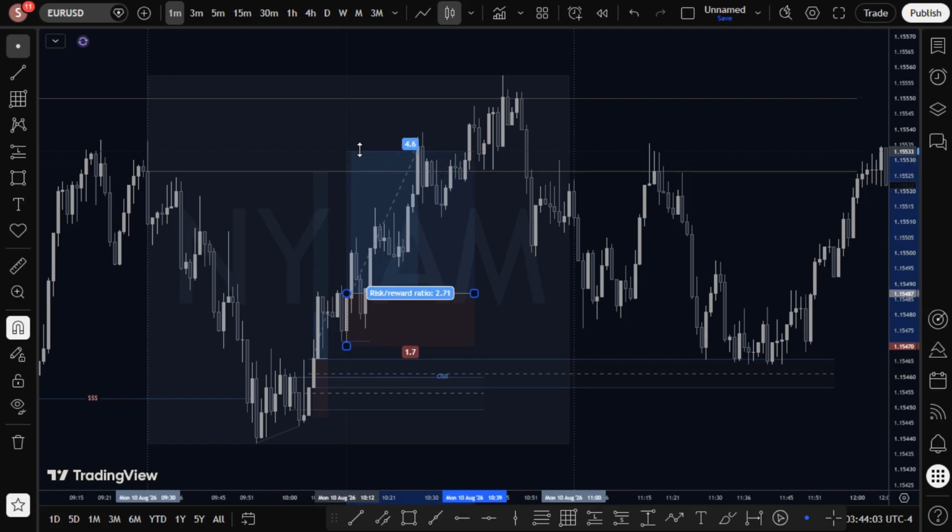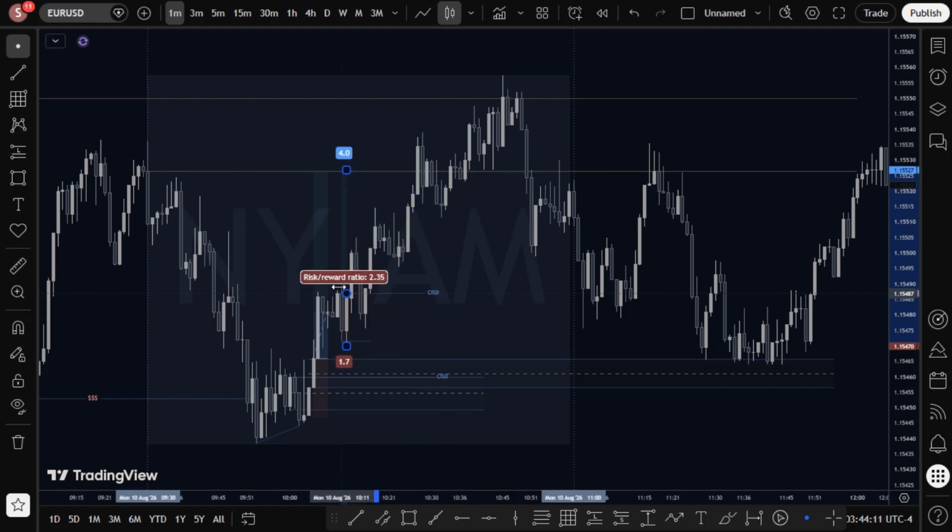Or if you don't want to enter with this, target 1 to 3 or target this opening price. Or if you don't want to go with that, look at this. If you want to be more conservative, when price comes, there was an inversion fair value gap.